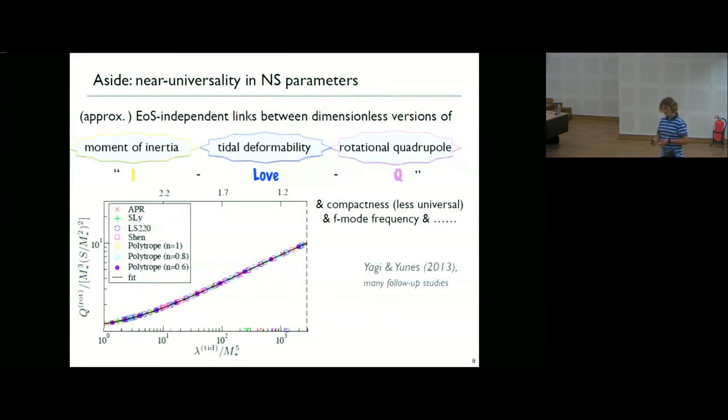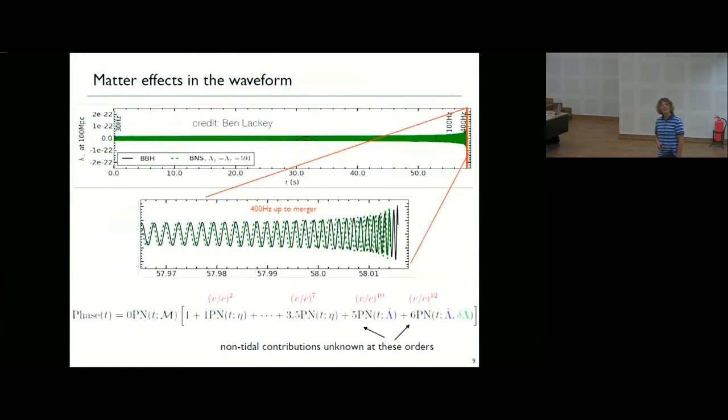So, yeah, this was just a side thing I wanted to mention because it has branched off and also generated a lot of directions of research. So now back to the gravitational wave signal. Now let's see what happens when we add the matter effects.